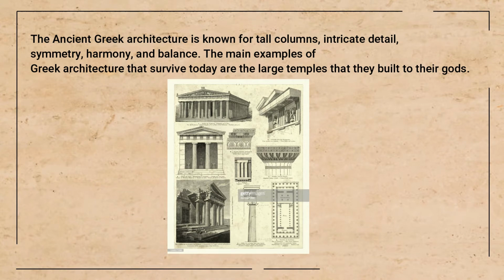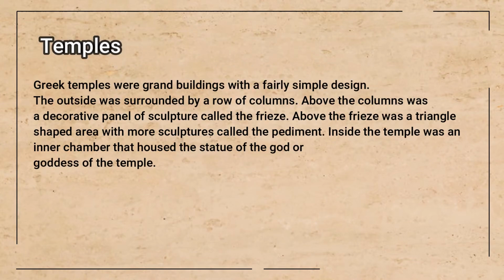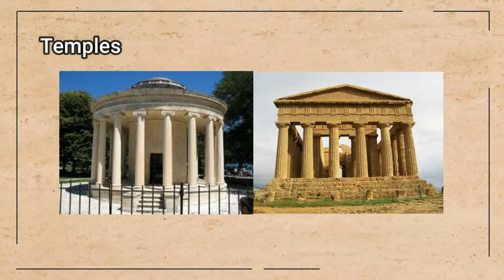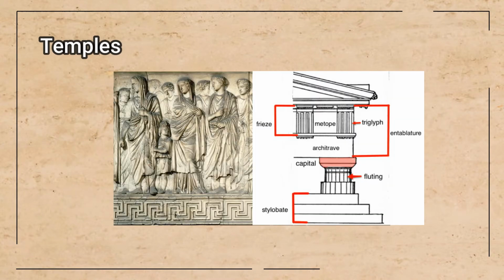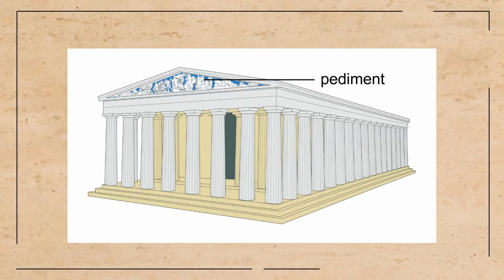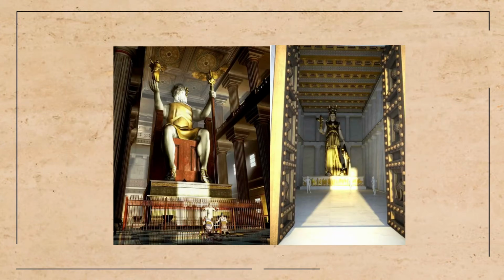The main examples of Greek architecture that survive today are the large temples that they built for their gods. Temples. Greek temples were grand buildings with a fairly simple design. The outside was surrounded by a row of columns. Above the columns was a decorative panel of sculpture called a frieze. Above the frieze was a triangle-shaped area with more sculpture called a pediment. Inside the temple was an inner chamber that housed the statue of the god or goddess of the temple.